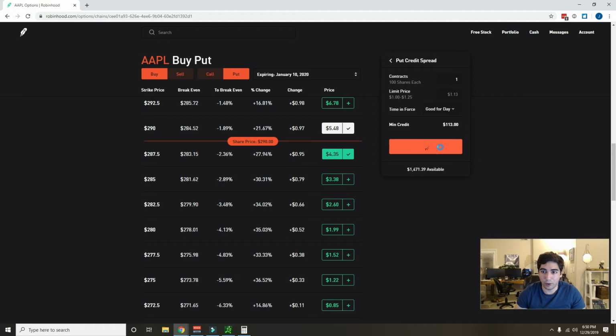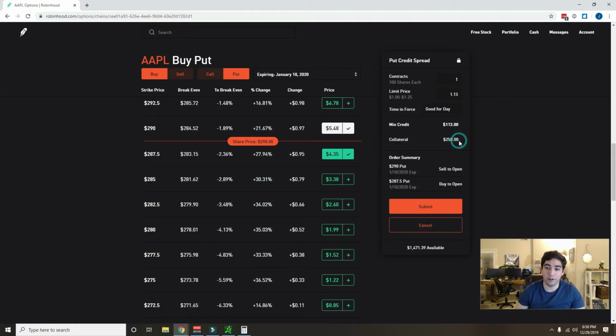Let's hit review order. Now I only need $250 instead of tens of thousands of dollars. I only need $250 of collateral to place this bet, and the bet still pays me $113 as long as, in 2 weeks, the Friday after Friday, if Apple's above 290, I get that $113.